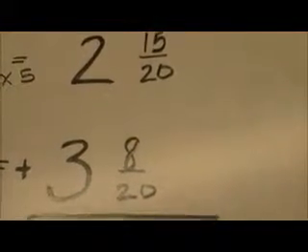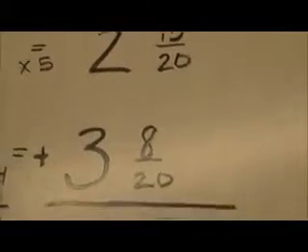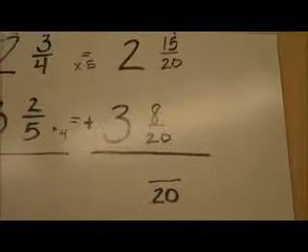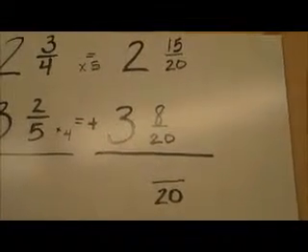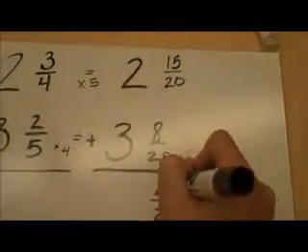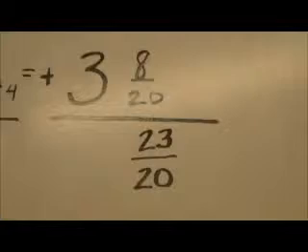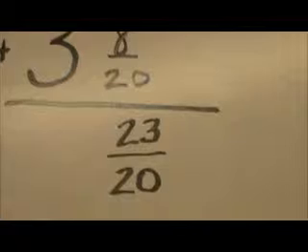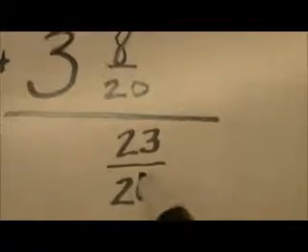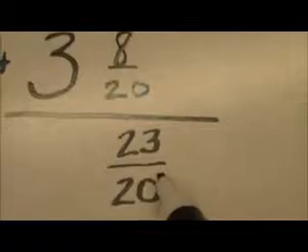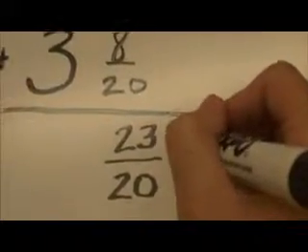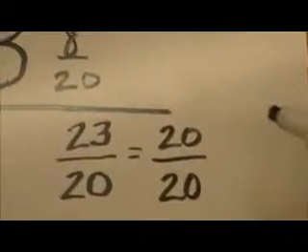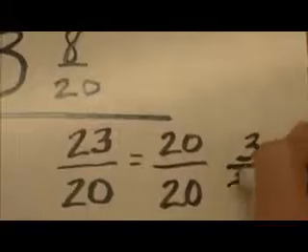15/20 plus 8/20 is going to give us something 20ths. But think about what 15 plus 8 is. If you add 15 plus 8, that gives you 23. 23/20. This is an improper fraction. So what we have to think about is how to make this fraction a whole. So 23/20 as a whole is going to be 20/20 with how many left over? 3/20.